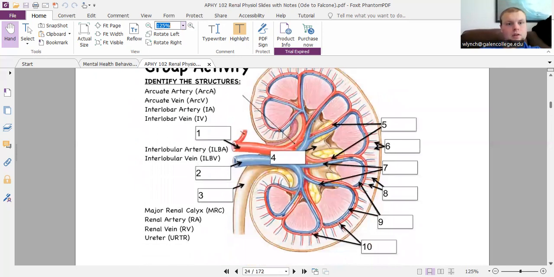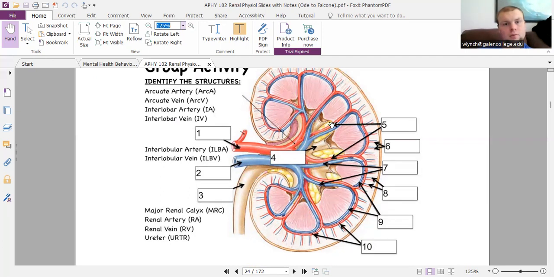All right, so let's label a couple of things here. We got 1 through 10, so let's go through and label these. Number one is going to be the renal artery, or RA. Number 2 is going to be the renal vein, or RV. 3 is the ureter, or URTR here. 4 is going to be a minor calyx. It's going to empty down into a major calyx.